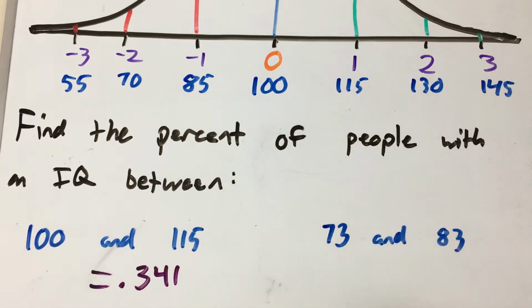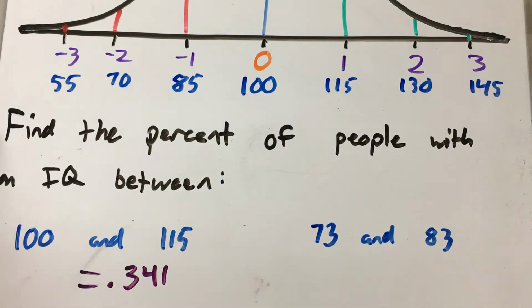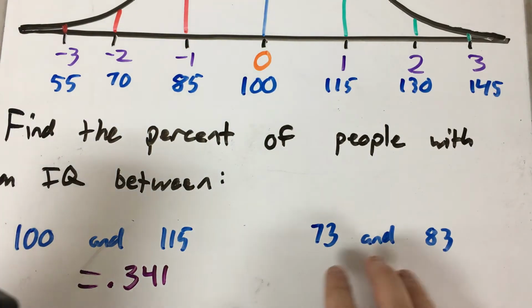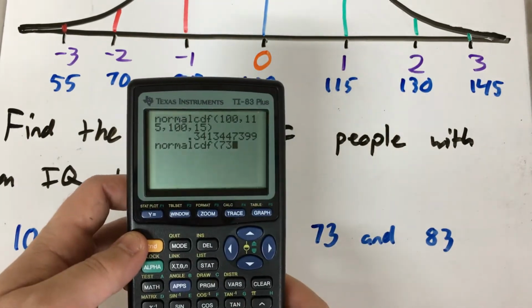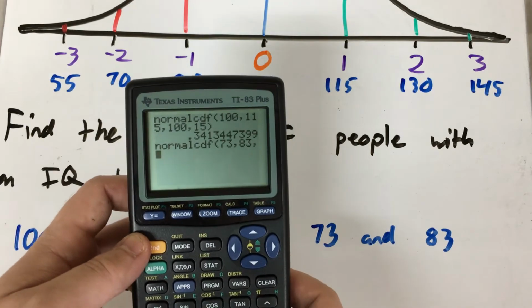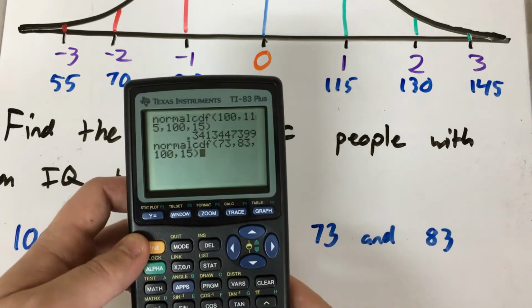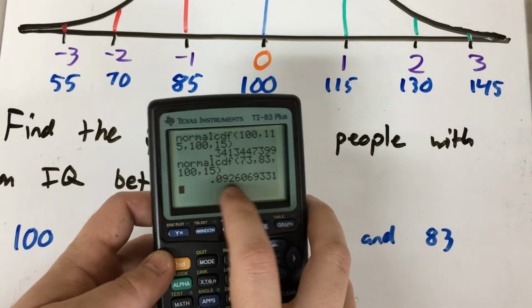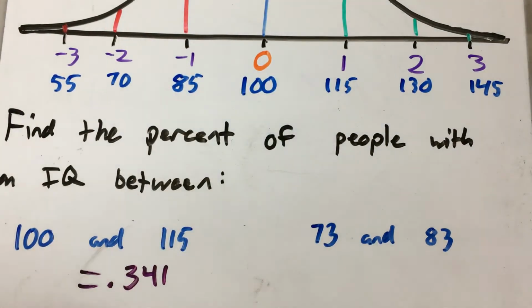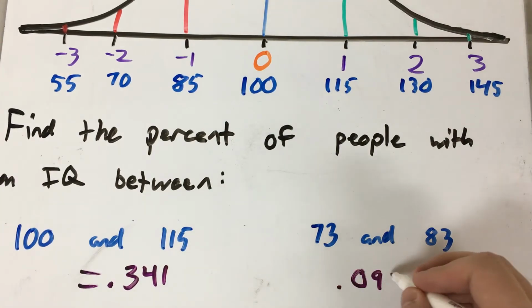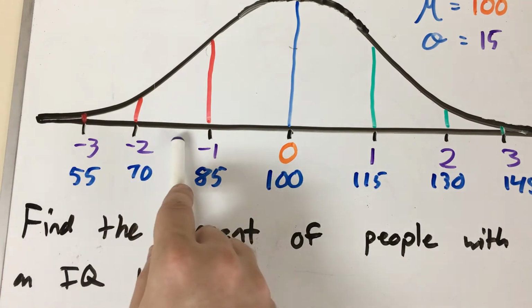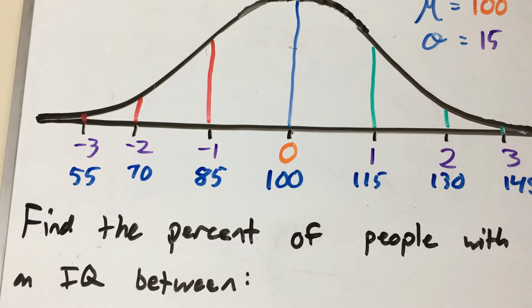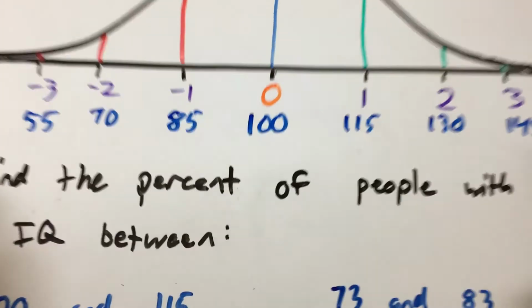All right, so now let's work with 73 and 83. These are not numbers that show up here, but that's one advantage of normalcdf. You can type in any 2 numbers and it will still work. So, second distribution, normalcdf, 73, comma, 83, comma, 100, comma, 15. And that gives us about 9.3%. So I would write that as 0.093. And again, looking up here at our numbers, 73 and 83 are about here, so this would take up some of that 13.5%. So this is a number that we expected, that we're okay with, based on what we already know about the normal distribution.